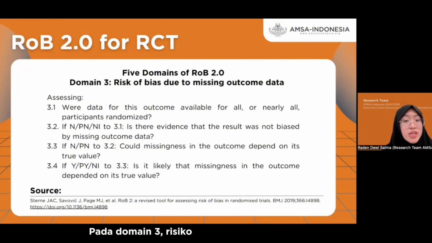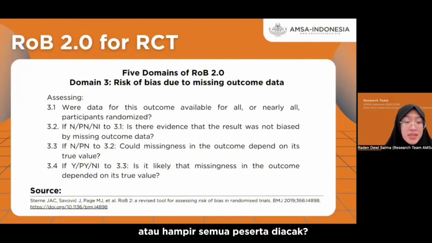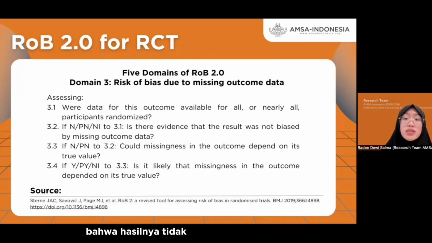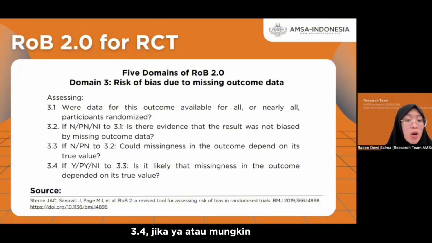In Domain 3, risk of bias due to missing outcome data, 4 aspects are evaluated. 3.1, were data for this outcome available for all or nearly all participants randomized? 3.2, if no, or probably no, or no information, to 3.1, is there evidence that the result was not biased by missing outcome data? 3.3, if no, or probably no, to 3.2, could missingness in the outcome depend on its true value? 3.4, if yes, or probably yes, or no information, to 3.3, is it likely that missingness in the outcome depends on its true value?